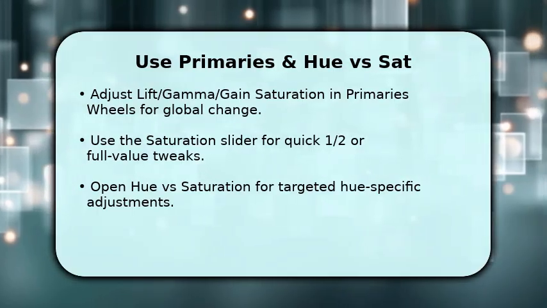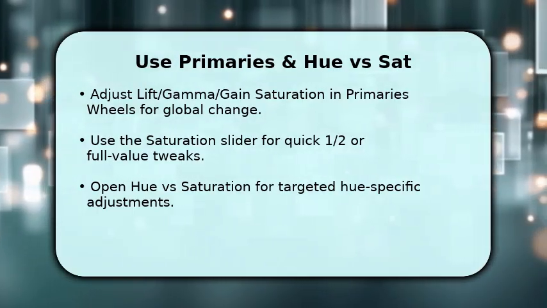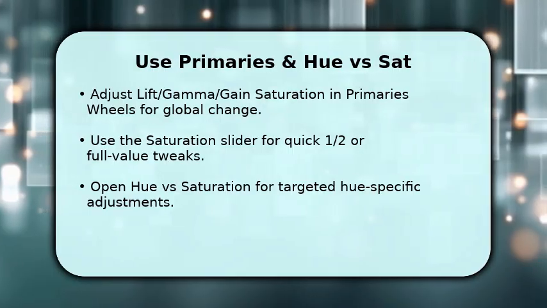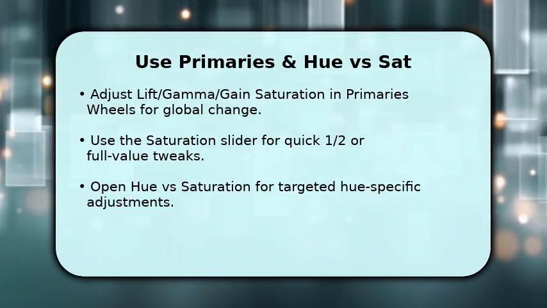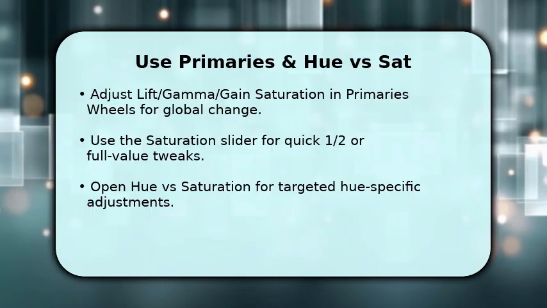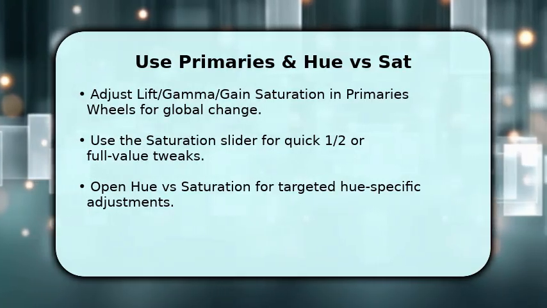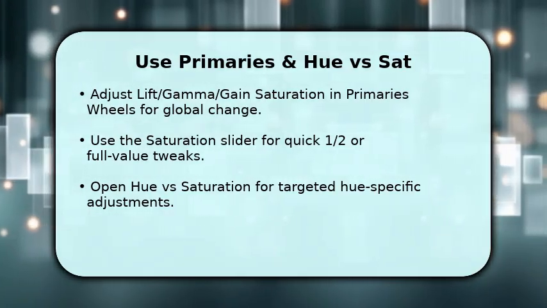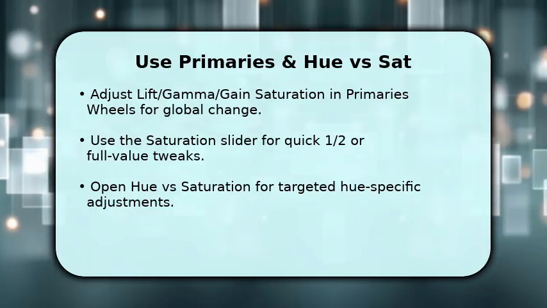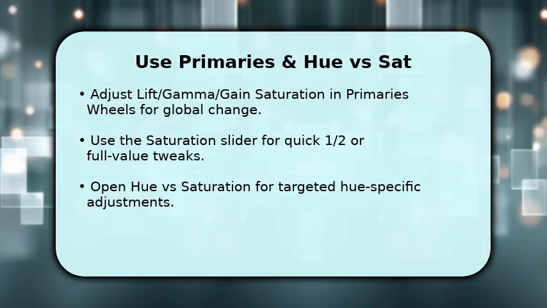Small moves matter. For precise corrections, open the hue versus saturation curve. Click a hue, drag down or up to desaturate or boost only that range. This is why you can fix a single color without wrecking the rest of the image. Finish by toggling the node bypass to compare before and after.